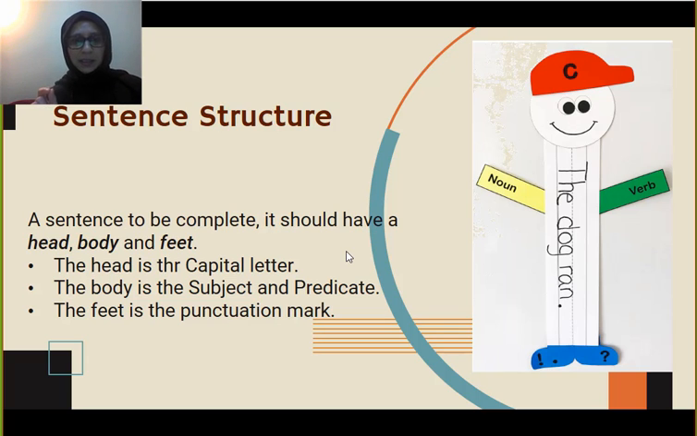Now the head, this is the capital letter, okay? So the head is the capital letter of the sentence. The body is the subject and the predicate of the sentence. We are going to study about the subject part. Later on, we're going to study what is the predicate. And the feet at the end, these are the punctuation marks.